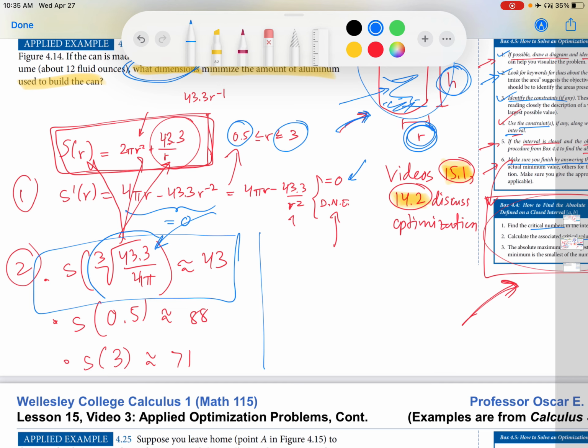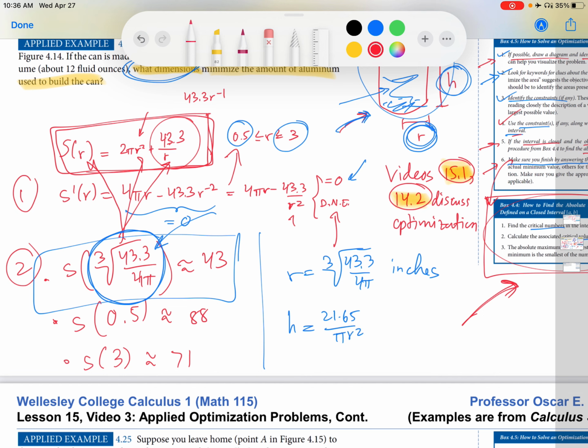Well, we know that the minimum amount of aluminum used occurs when r equals the cube root of 43.3 divided by 4 pi, and again, we're measuring that in inches. So we know the radius. How do we find the height? Well, remember that we had the constraint. Our constraint was h equals 21.65 divided by pi r squared. That came from the volume constraint.